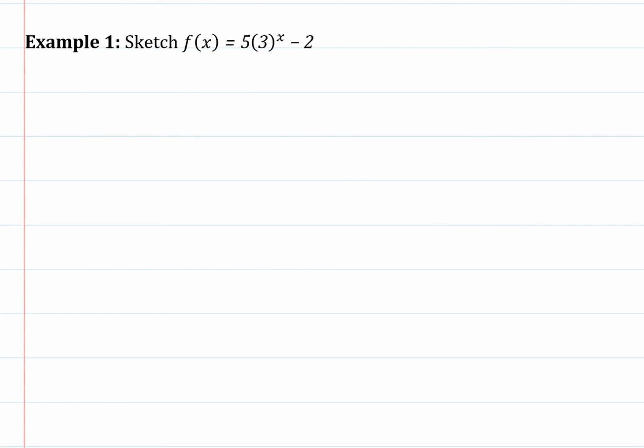First, we'll sketch the function f of x equals 5 times 3 to the x minus 2. So we want a couple of things. First, we want to find the intercepts. To find the x-intercept, we set y equal to 0. And we know that this is now an exponential equation, which we'll be able to convert into a logarithmic equation in order to get that x out of the exponent once we've isolated the base and its exponent. So we need to first move this 2.